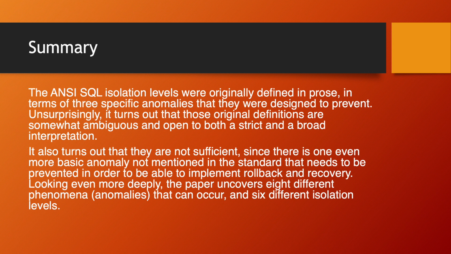It also turns out that they are not sufficient, since there is one even more basic anomaly not mentioned in the standard that needs to be prevented in order to be able to implement rollback and recovery. Looking even more deeply, the paper uncovers 8 different phenomena that can occur in 6 different isolation levels.